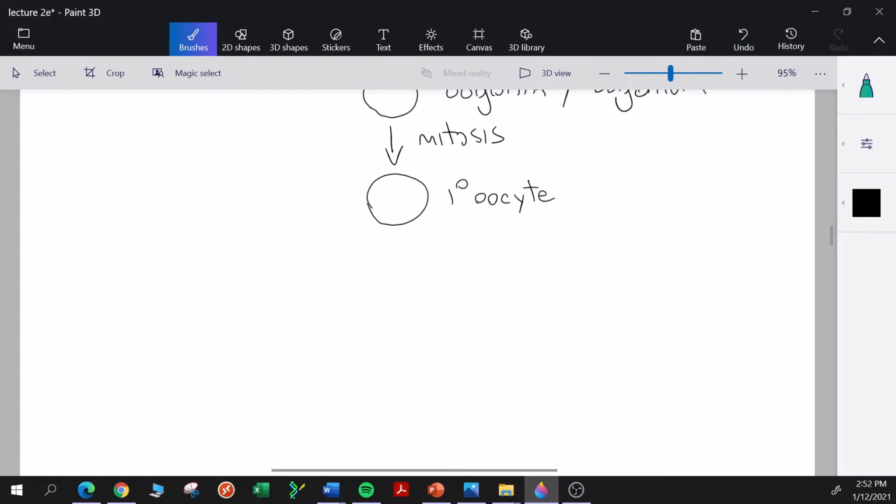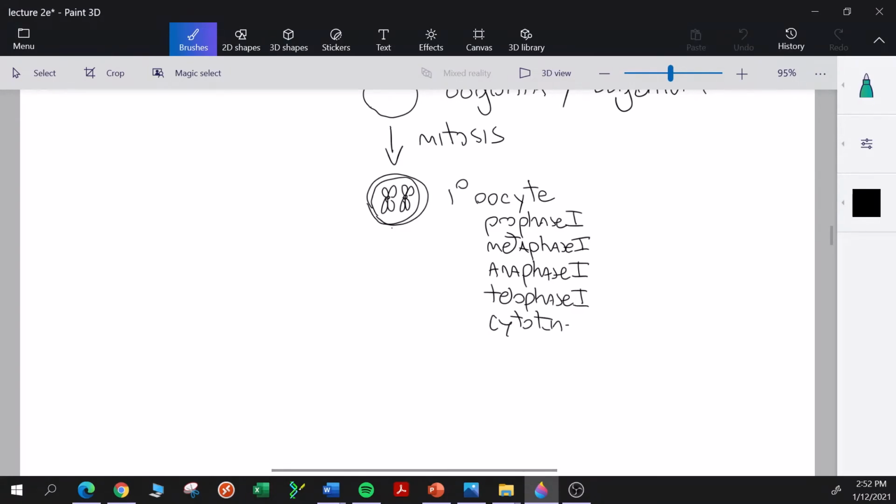Now, I'm going to just walk through oogenesis in animals in general, and then I'll talk about how it specifically works in humans. So there's the primary oocyte here, and it is going to undergo all of the stages. It's going to undergo meiosis one. So prophase 1, metaphase 1, anaphase 1, and telophase 1, and then cytokinesis.